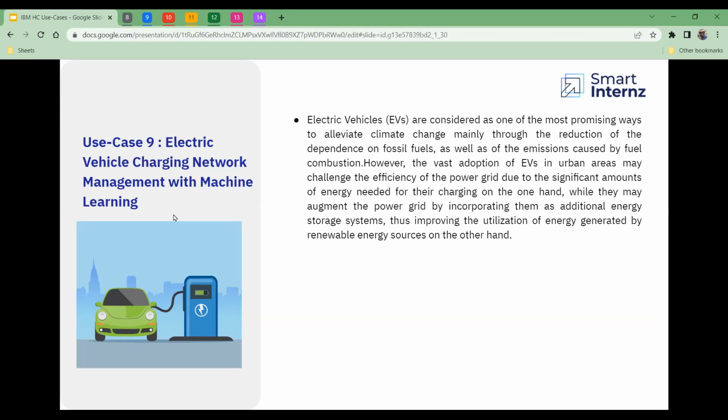Let's say you have driven 700 kilometers. What you just do is put fuel into your car, which will take 10 minutes at most, and then you can go another 700 kilometers. But that's not the case with EVs.